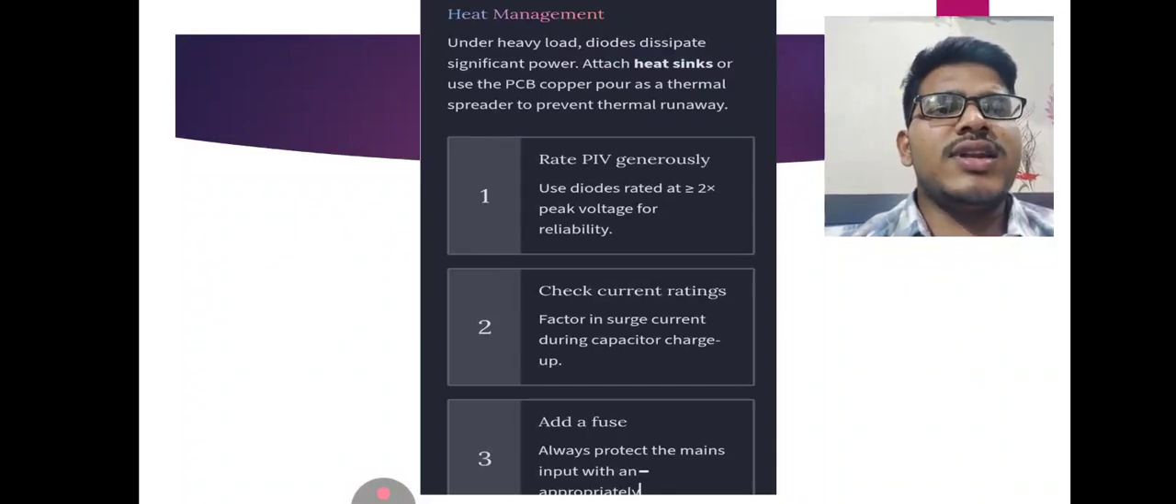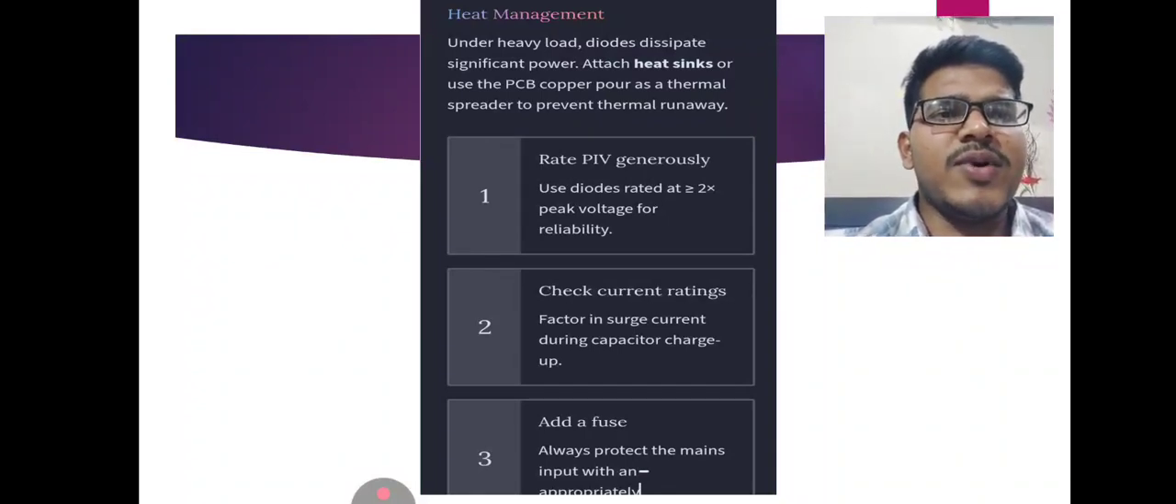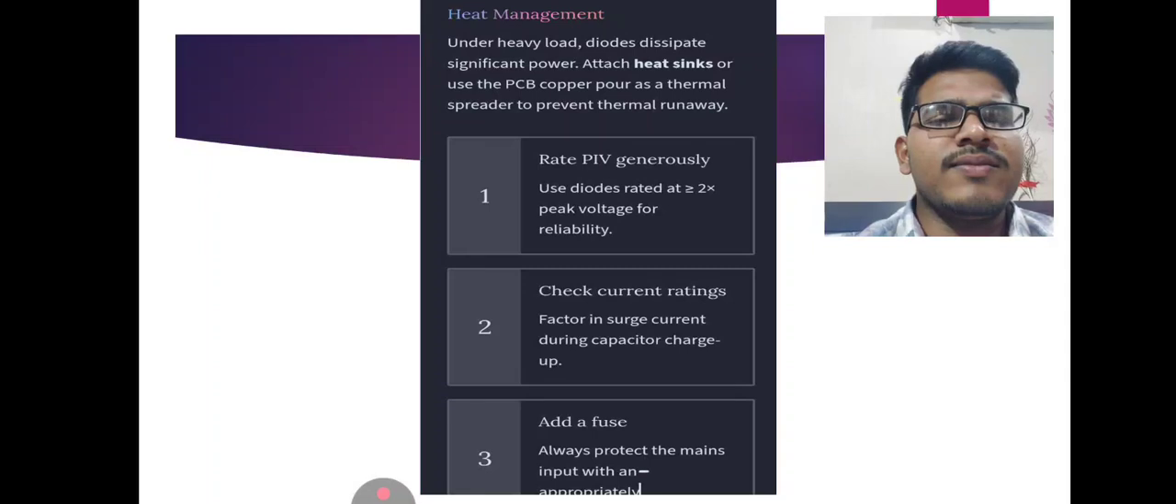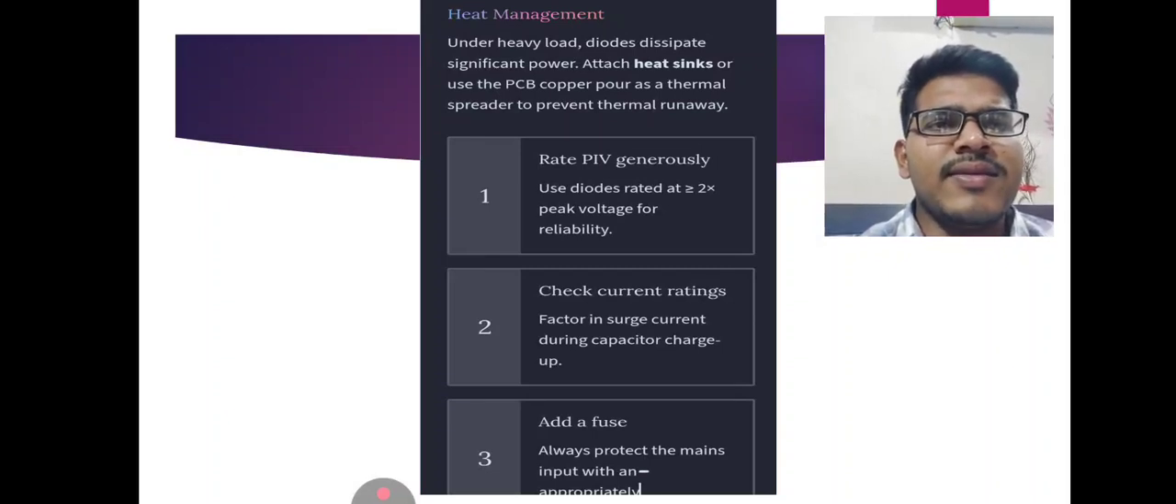And here we need to make a special mention of heat management. Under heavy load, diodes dissipate significant power, so attach heat sinks or use PCB copper as a thermal spreader to prevent thermal runaway. And yes, we are observing bridge rectifiers. Heat management plays a crucial role in controlling the heat, so we need to regulate the heat.